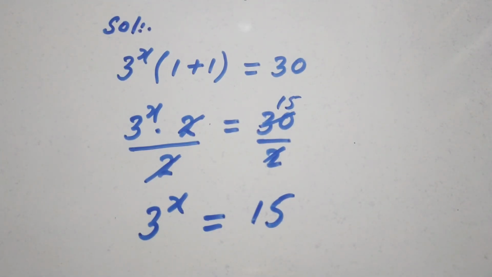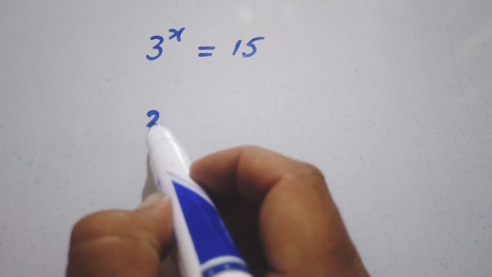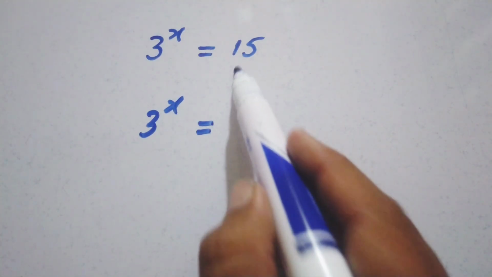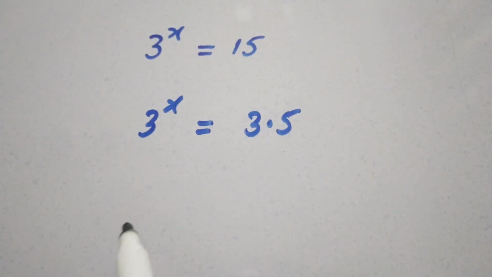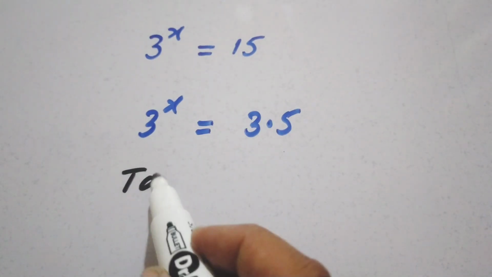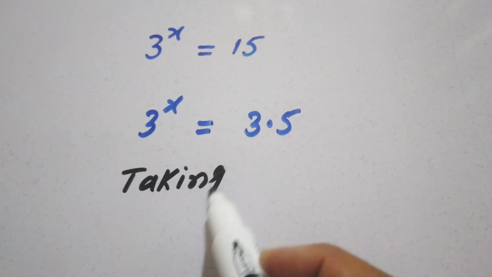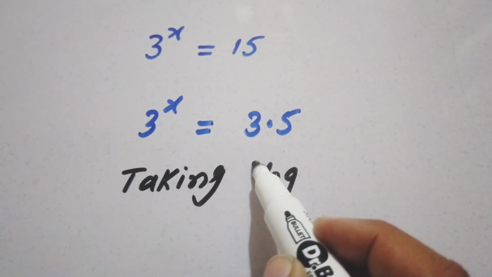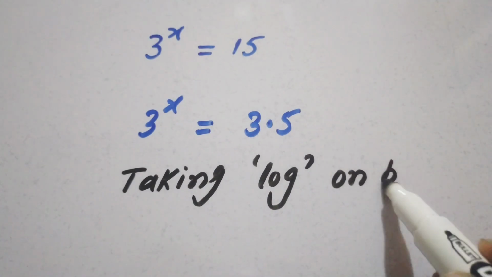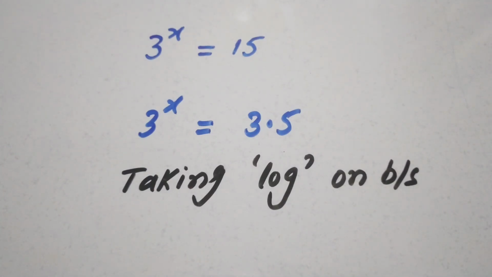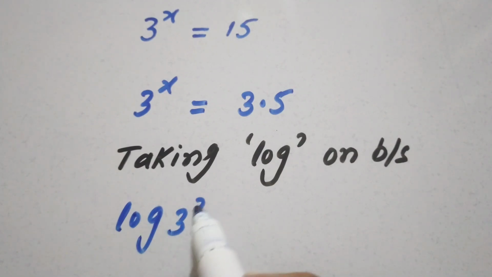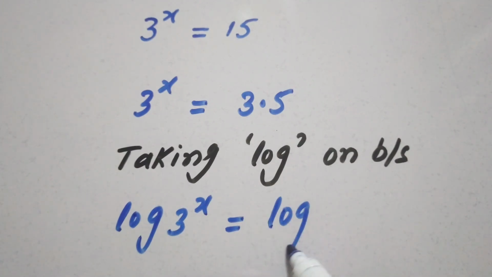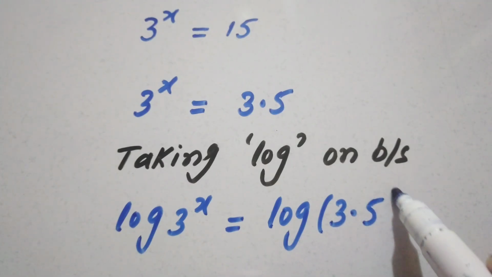So now we have 3 to the power x is equal to 15. We can write this 15 as 3 multiplied by 5. Now taking log on both sides. So this will become log of 3 to the power x is equal to log of 3 multiplied by 5.